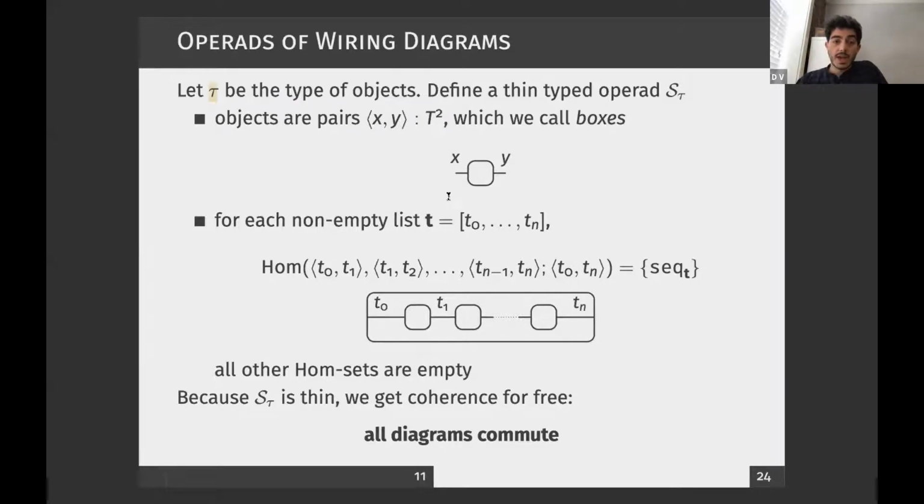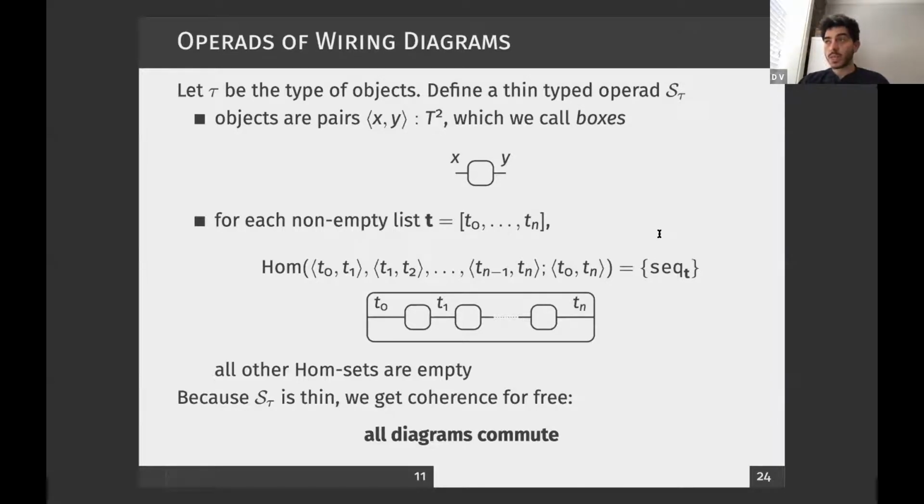Then for each non-empty list of objects, T0 through Tn, we have an n-ary morphism, which is given by seek. And I said that this operad is thin, which means that HOMs are either empty or singletons. These are precisely the singletons. All other HOMs are empty.